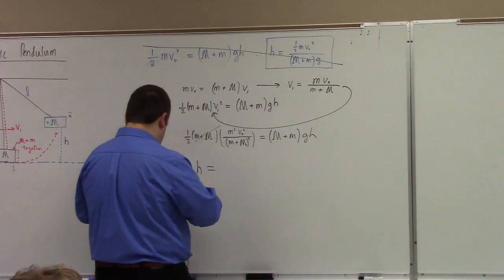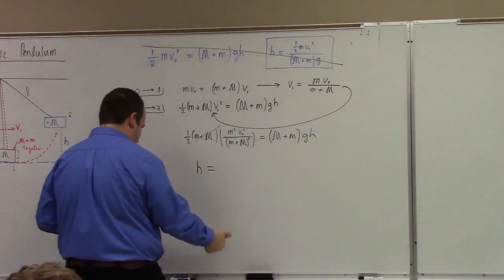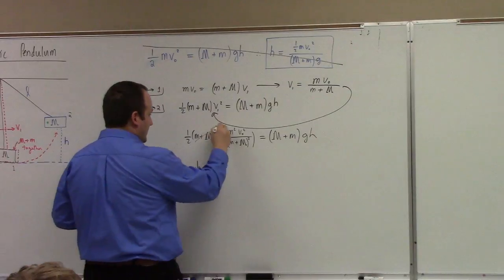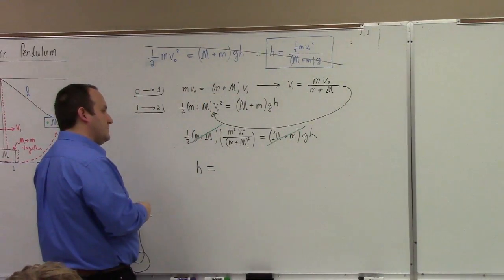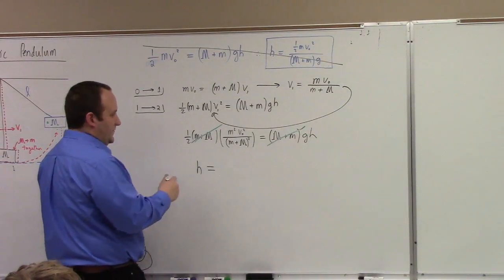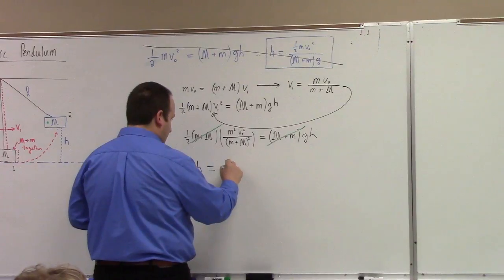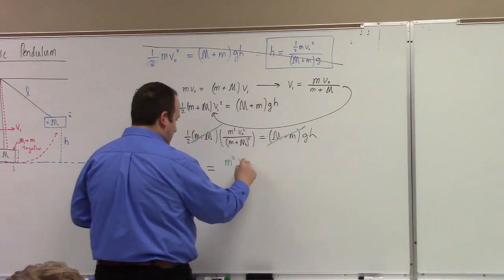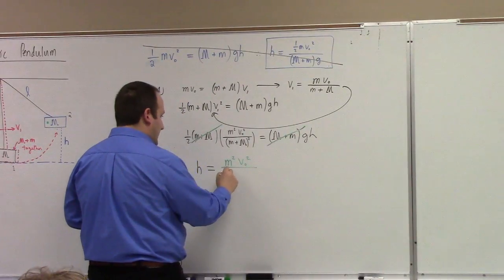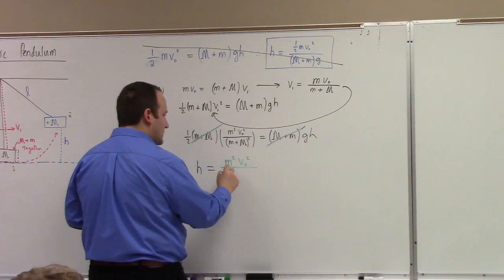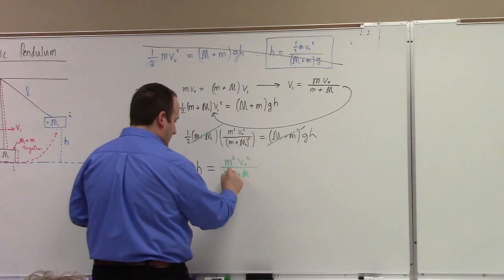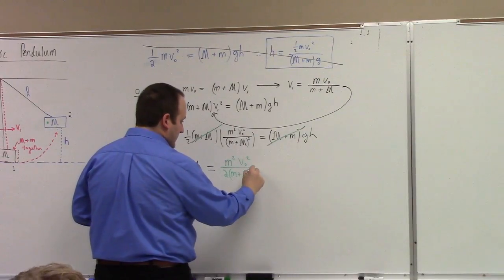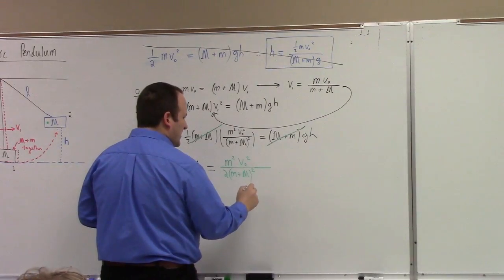Oh man, is the green marker cap messing with me. Let's see here. Okay, so h is equal to m squared v naught squared divided by twice little m plus big M quantity squared, g.